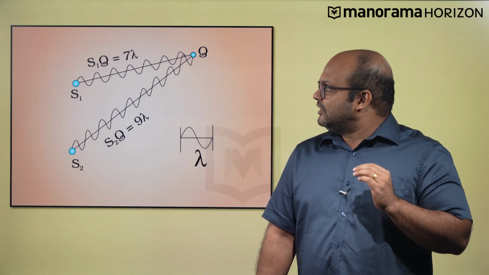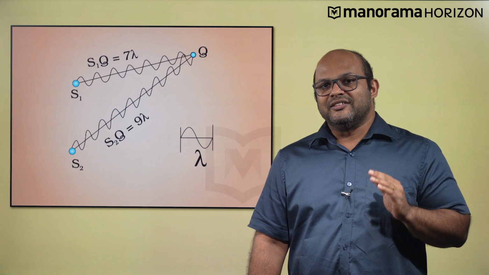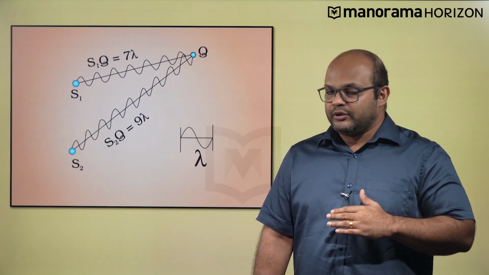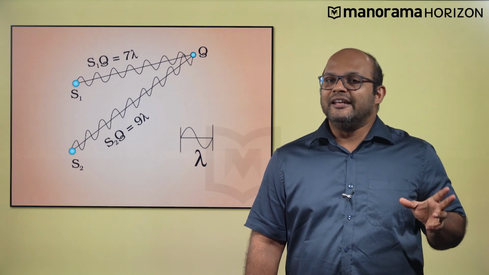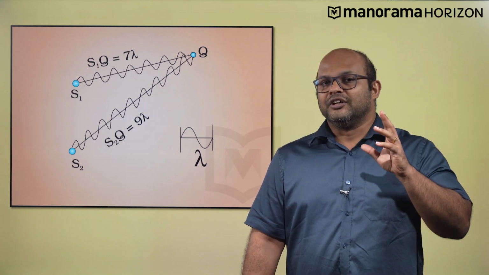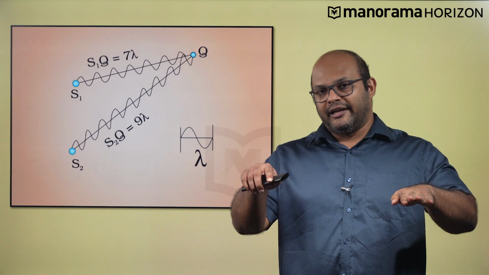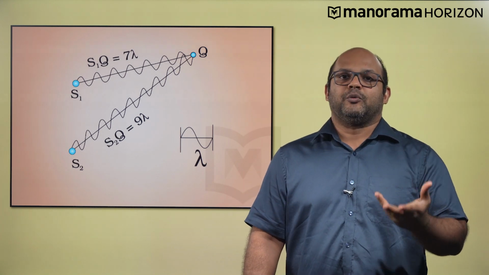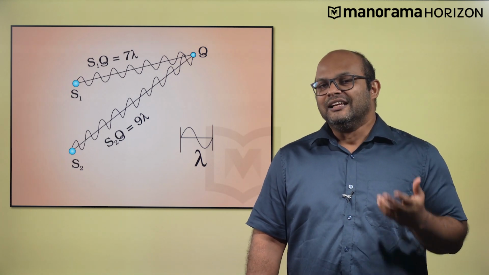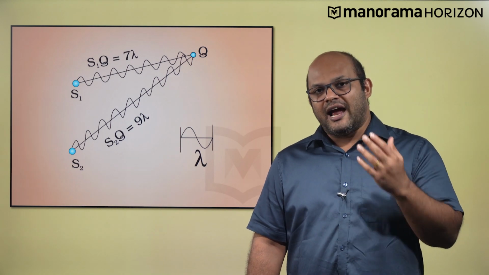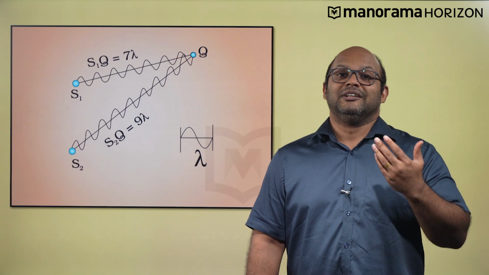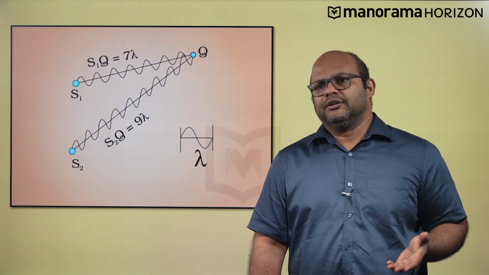Now, because the difference between these two wavelengths is an integral number, we notice that when these two waves reach point Q, they are perfectly in phase. In other words, the crests of S1 and S2 are lined up and the troughs of S1 and S2 are also lined up. This is a case of constructive interference where the waves add up and the resulting wave becomes larger. What about the other case?